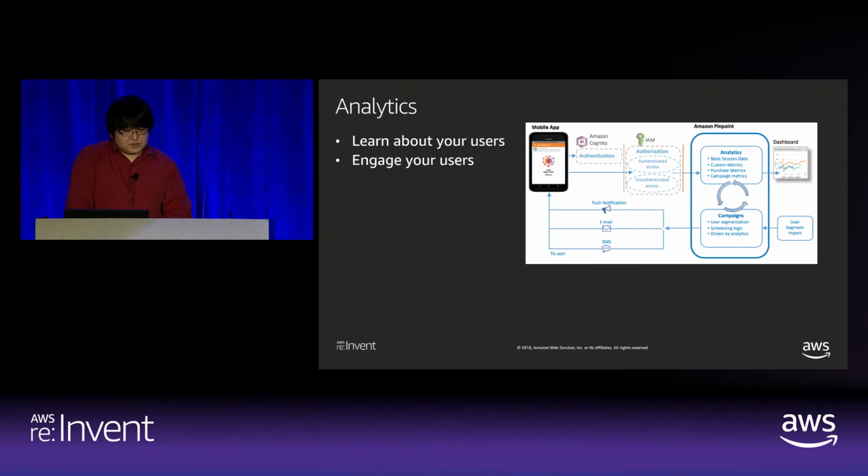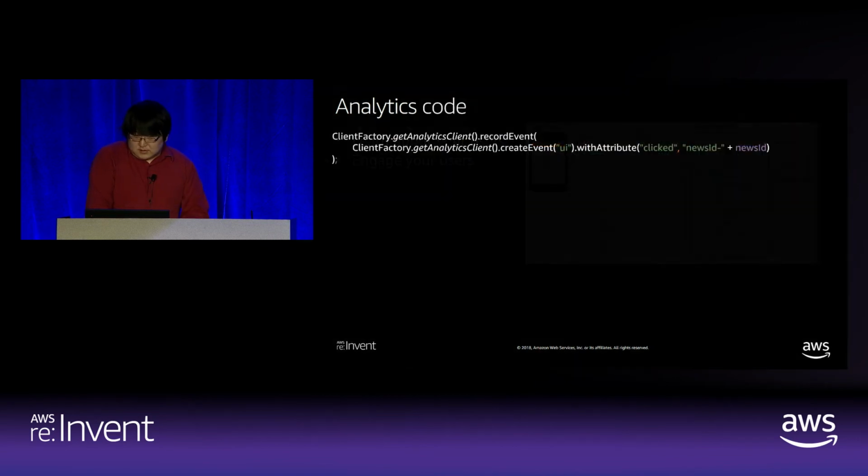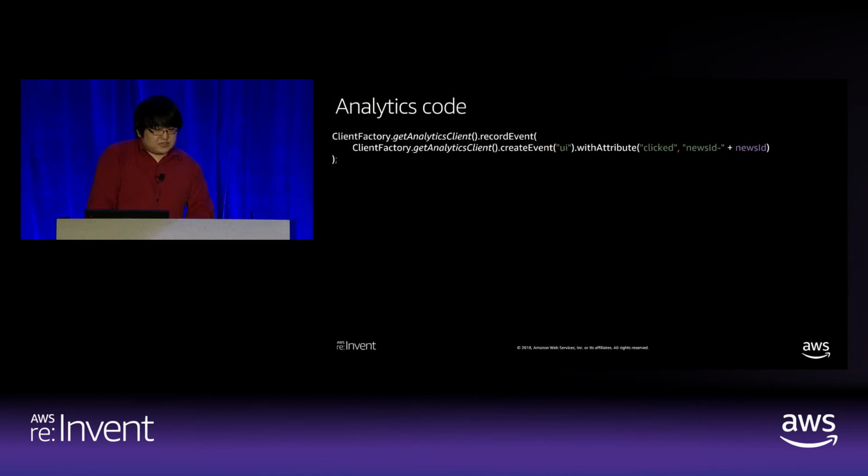With analytics, you learn about your users, so you can push them information that you think is relevant to them, further engaging them. The analytics code is relatively straightforward. We're basically getting the analytics client and calling record event. Then the event that we're recording can be generated with create event. In our case, we're saying that it's a UI event, and they've clicked on a certain use ID, and we're going to pass that in and create that.